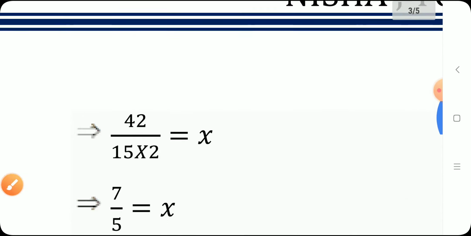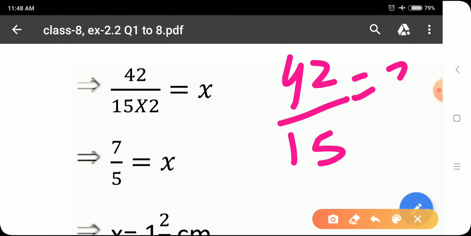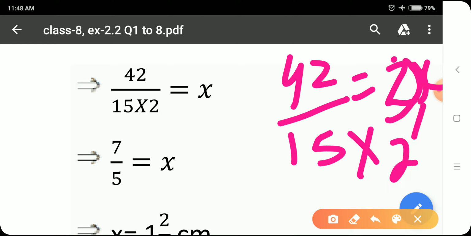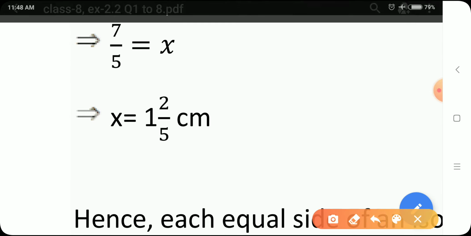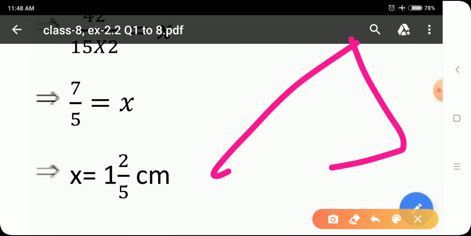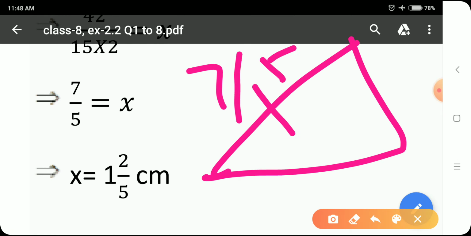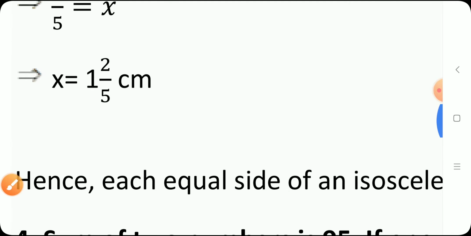Now the expression is 42 upon 15 is equal to 2x. So this 2 is in multiplication, here it comes out into division in the next step. So you see it comes out into division. After solving, you will get x is equal to 7 by 5. So you can also write it in this form. The x is equal to 7 by 5, so you know that this side becomes 7 by 5. Similarly, this side becomes 7 by 5, and the base is also given to you. So you will be able to calculate the other two sides.